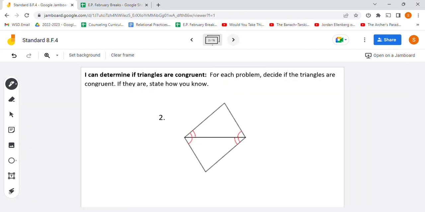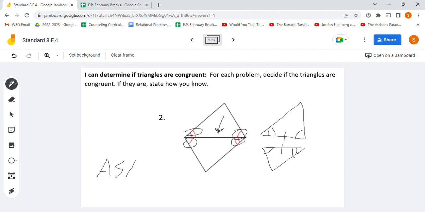On example number 2, we've got a pair of angles here, and we've got a pair of angles there, and they share a side. So these two triangles have this side in common. If we were to graph them separately, they would look like this, where we'd have this angle is congruent to that angle, this angle is congruent to that angle, and then this side is congruent to that side because they're really the same side. So we can use the angle-side-angle congruence theorem.